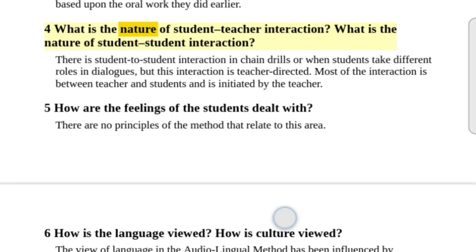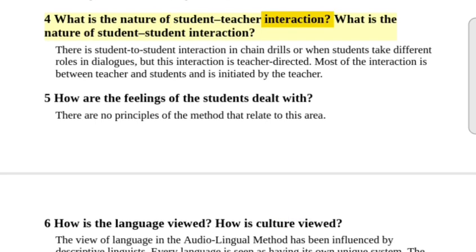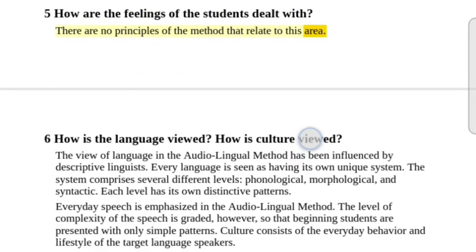4. What is the nature of student-teacher interaction? What is the nature of student-student interaction? There is student-to-student interaction in chain drills or when students take different roles in dialogues, but this interaction is teacher-directed. Most of the interaction is between teacher and students and is initiated by the teacher. 5. How are the feelings of the students dealt with? There are no principles of the method that relate to this area.